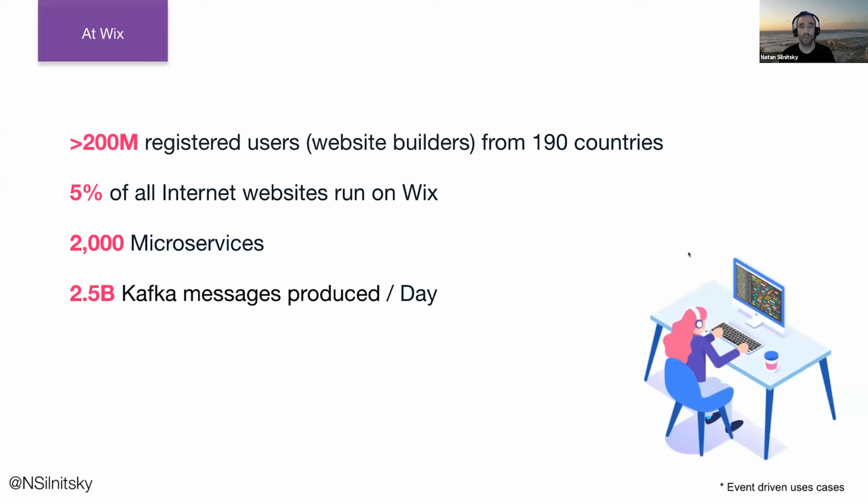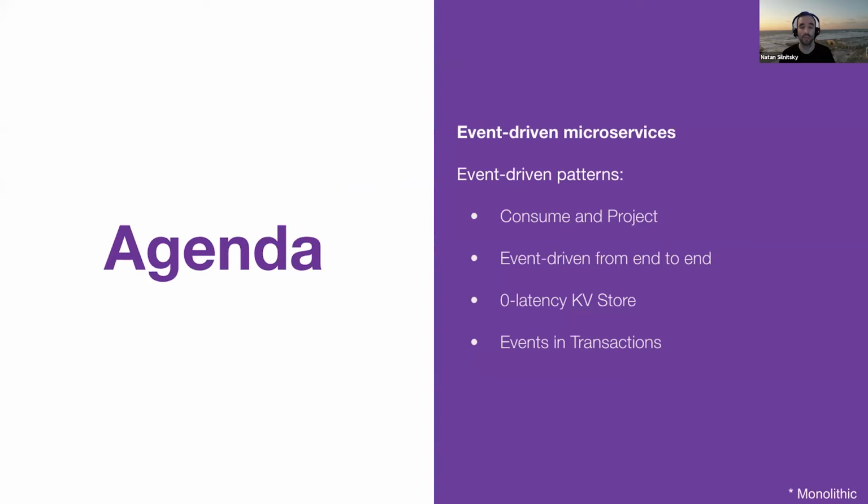So a few words about Wix. We have more than 200 million registered users from 190 countries. More than 100 million websites have been built on Wix, more than 5% of all internet websites, more than 2,200 microservices, and 2.5 billion Kafka messages produced every single day. So we have a lot of different event-driven use cases that we can learn from and find the best patterns.